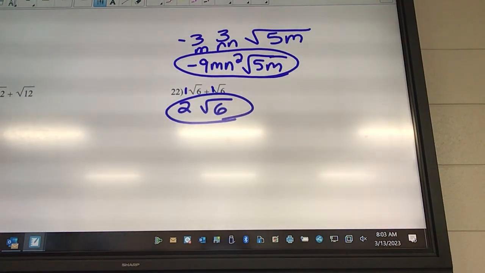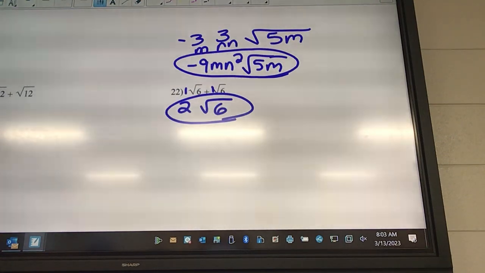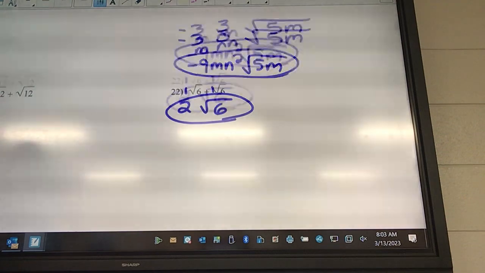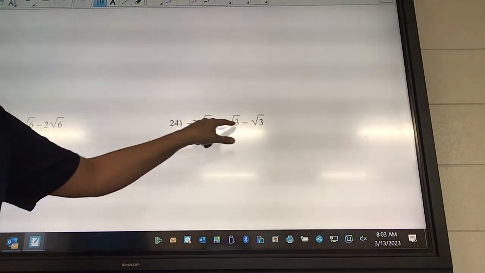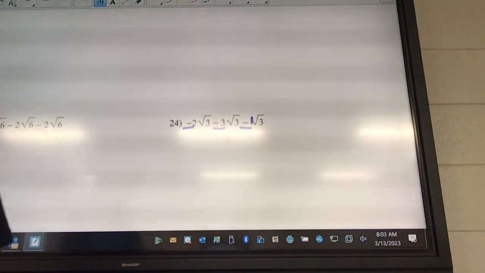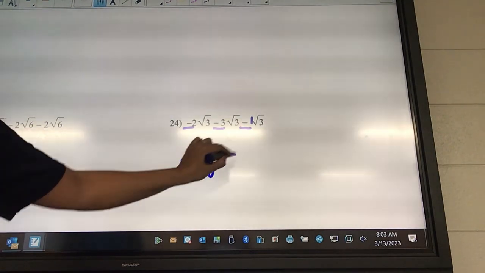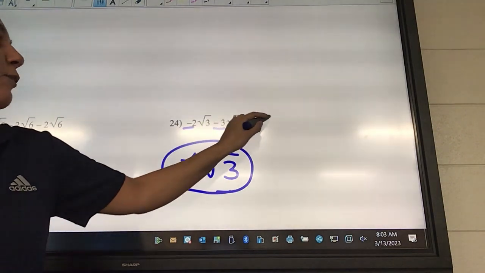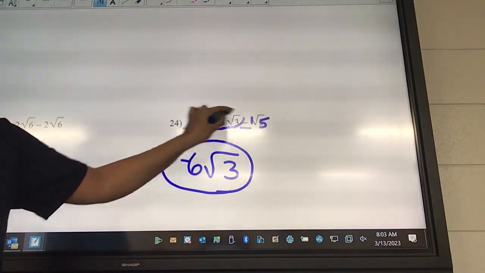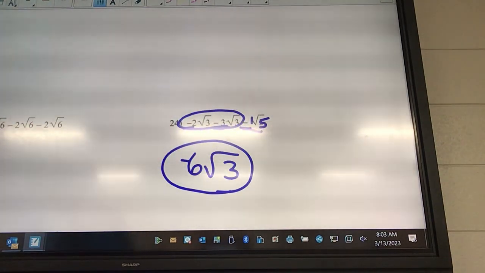Okay, 24. Do they have the same index and insides? Yes, so we can start adding up the outsides. So I got negative 2 plus negative 3 plus negative 1, which is negative 6, and we keep the inside the same. If this one was a 5, then you can combine these 2, but not this one. So we can only put together the ones that have the same inside.